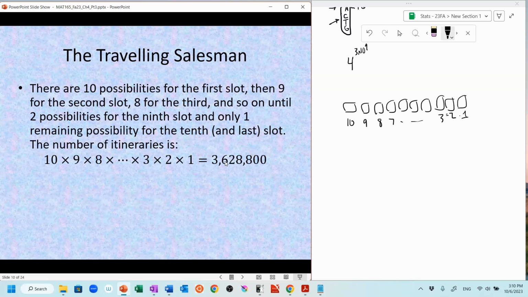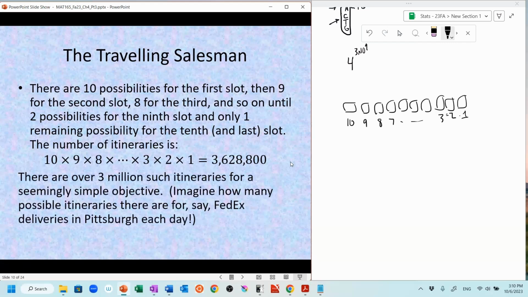So probably not feasible for our salesmen, especially in the 1950s or so, to evaluate each one of these to see their cost and then pick the one with the lowest cost. Our salesmen would have to use some kind of heuristic, maybe come up with a few different decent candidate routes, and then actually evaluate those. So for just 10 cities, there's 3.6 million different itineraries.